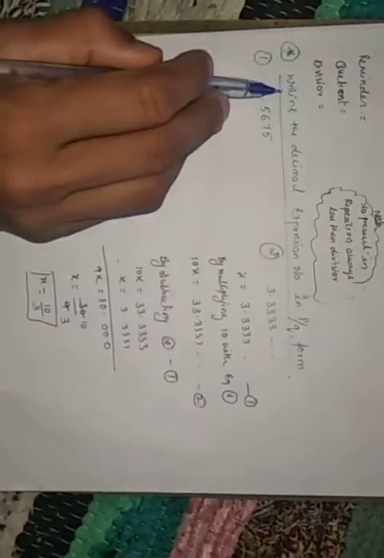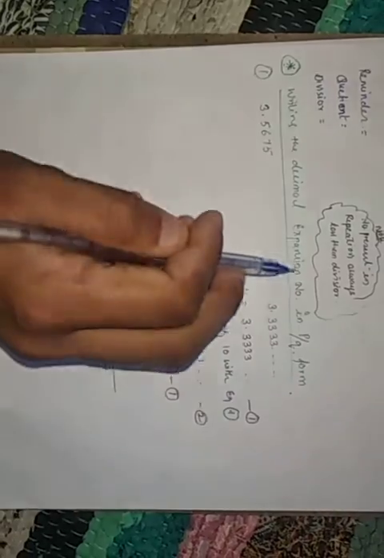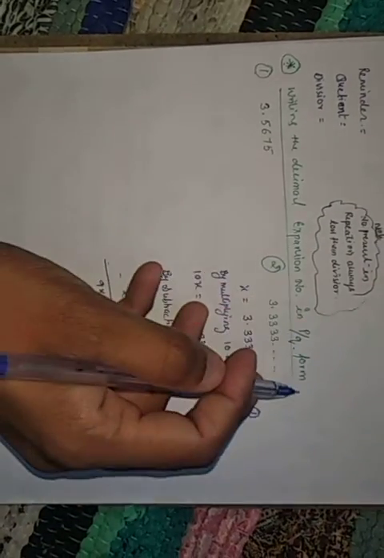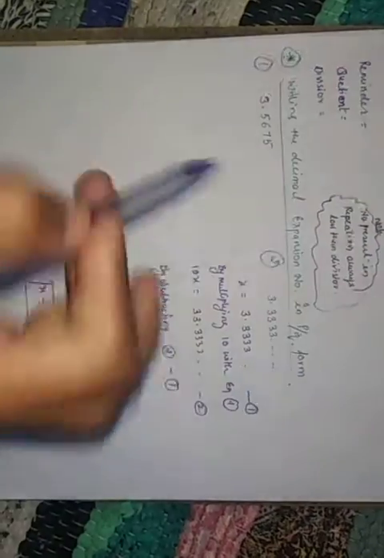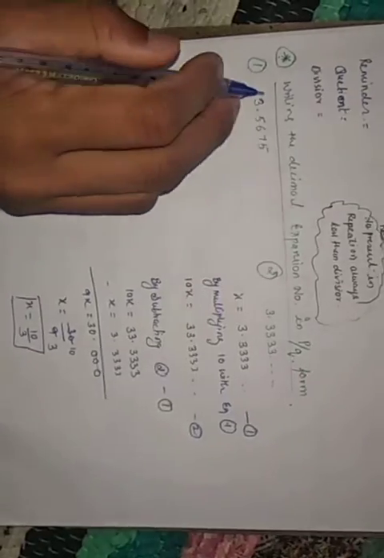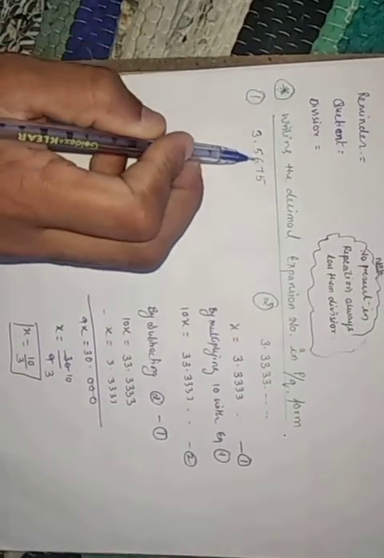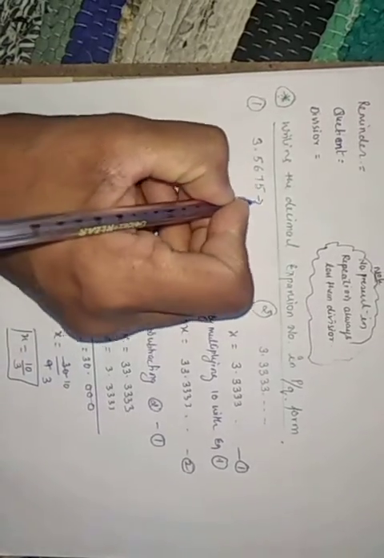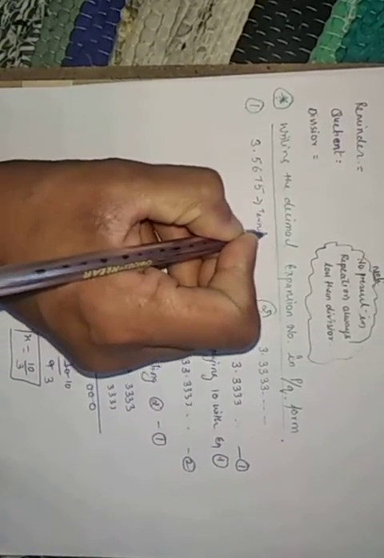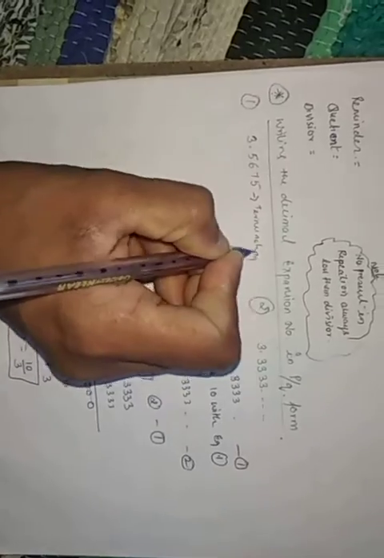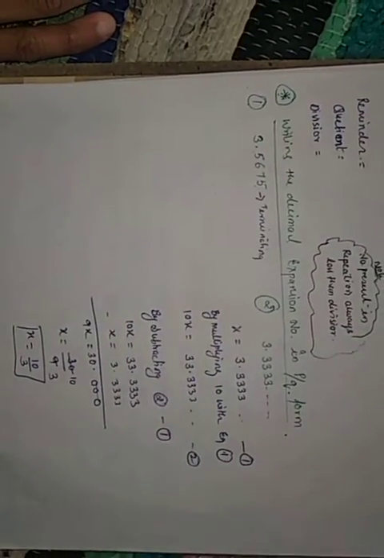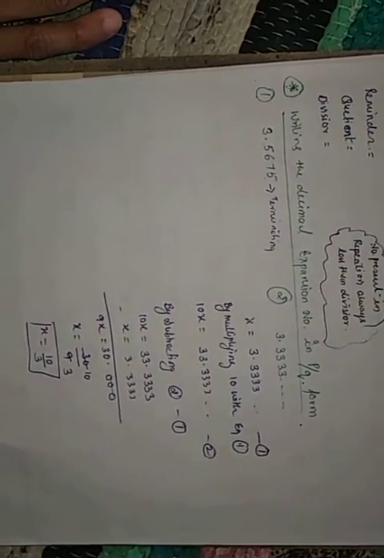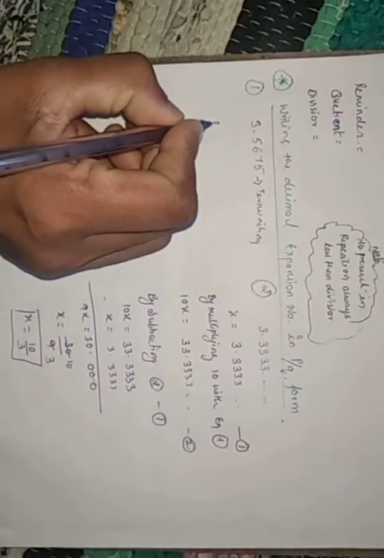Now come here. The next topic is writing the decimal expansion number in the form of P by Q. Before, we have done decimal expansion; now we have to convert the decimal to P by Q form. So first question I am writing: 0.567. First, what is this number? Your terminating number. Correct or not? If you get any terminating number, that terminating number is very easy to convert into P by Q form. Why? Just see here.